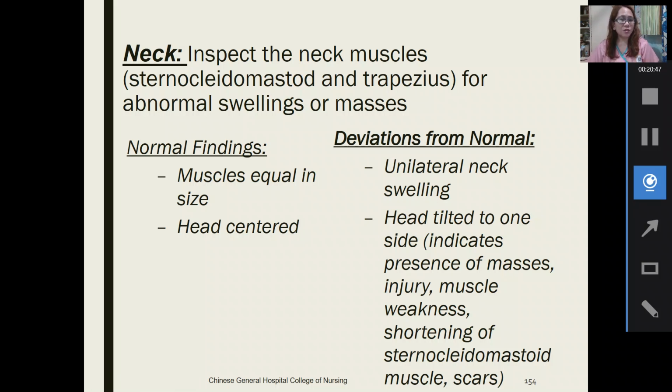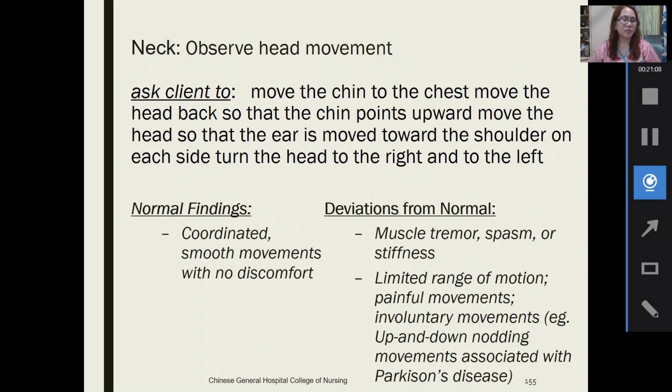So, deviations from normal: there is a unilateral neck swelling or the head is tilted to one side, that could indicate presence of masses, injury, muscle weakness, shortening of the sternocleidomastoid muscle, or there are scars. Yan. Sternocleidomastoid muscle. Okay, observe the head movement.